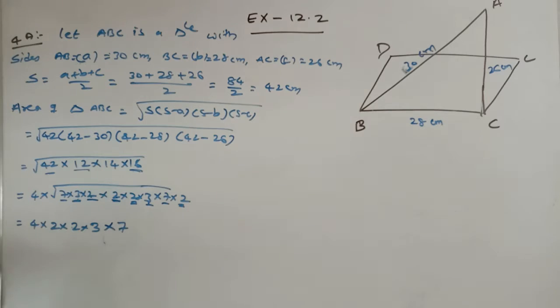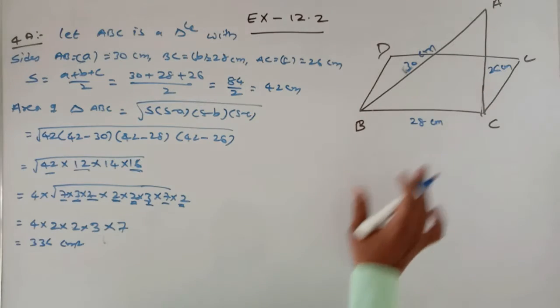I am taking all of these out of the square root, so that is equal to 4 into 2 into 2 into 3 into 7. 4 eights are 16, 16 threes are 48, 48 into 7 is 336 square centimeters. I got the area of this triangle as 336 square centimeters.